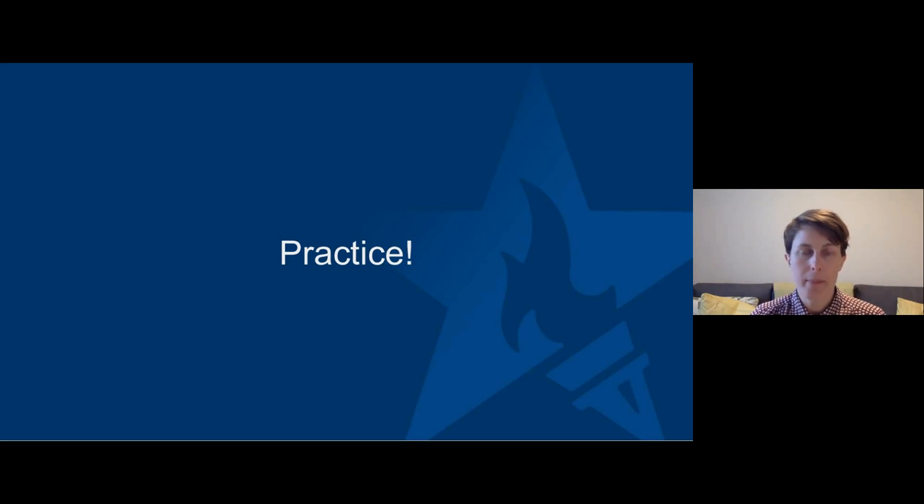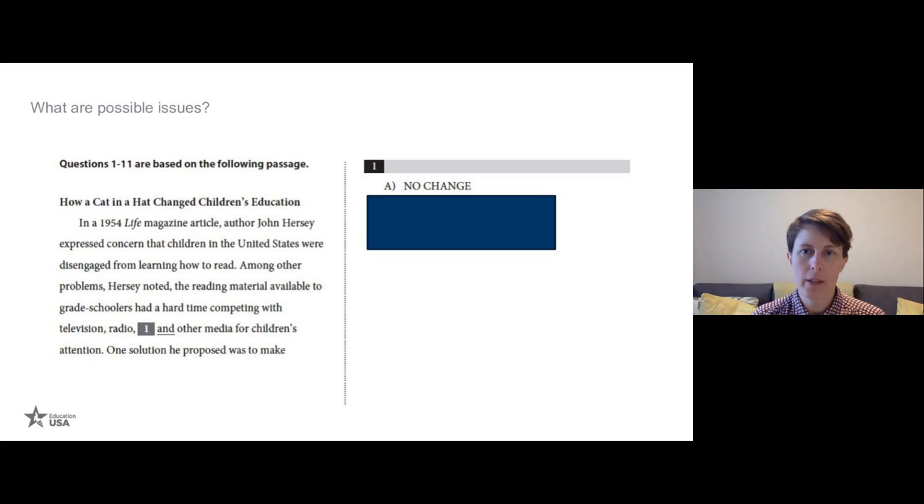So let's pivot to practice. This is when the fun really begins. Okay, so now we're gonna use a passage from practice test 10. So this is one you have not seen before. This passage is the first passage, and it's how the Cat in the Hat changed children's education.